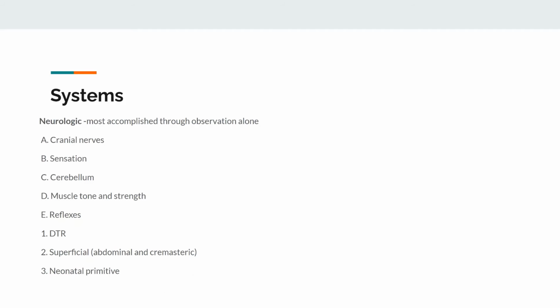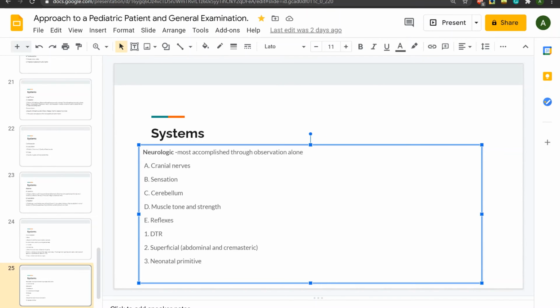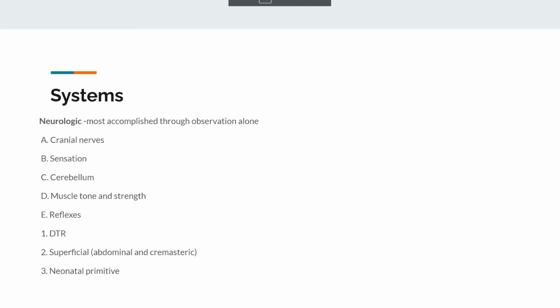just in case you're a very good student and you want to get a distinction or something. Systems, neurologic systems, all of these systems, you know how to do them from your final year medicine exams.